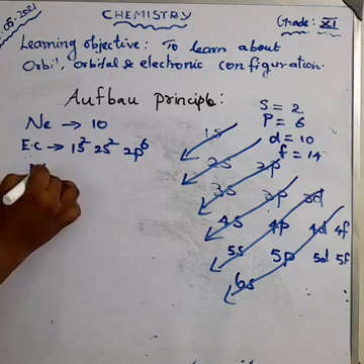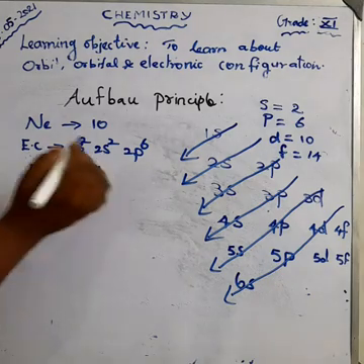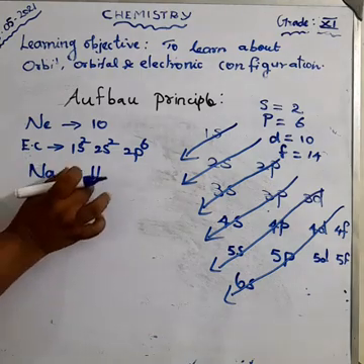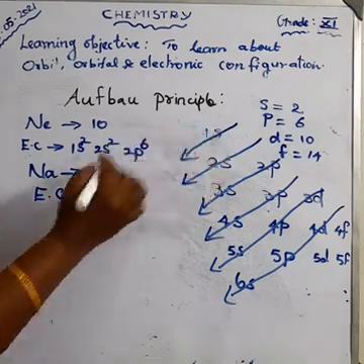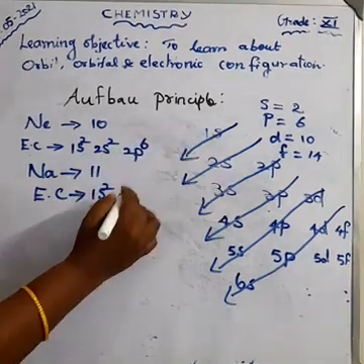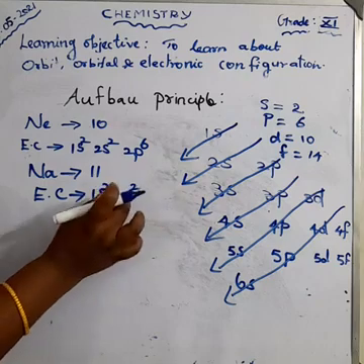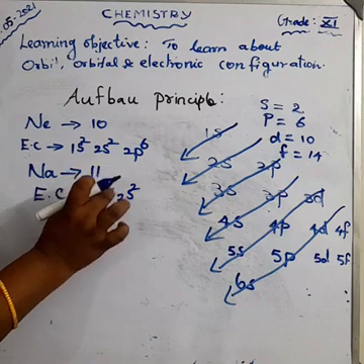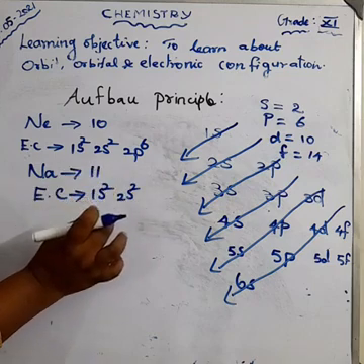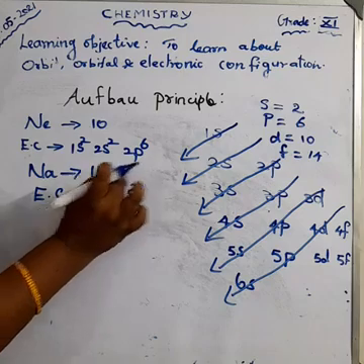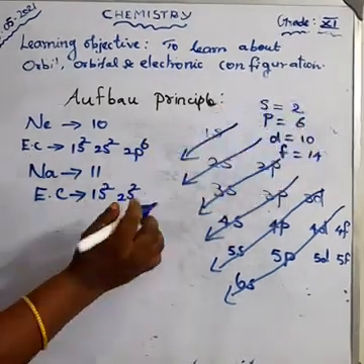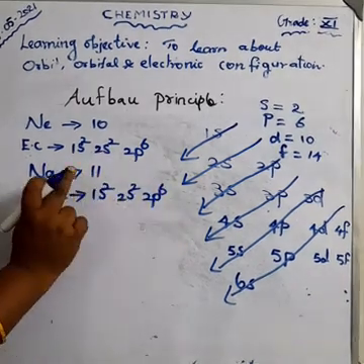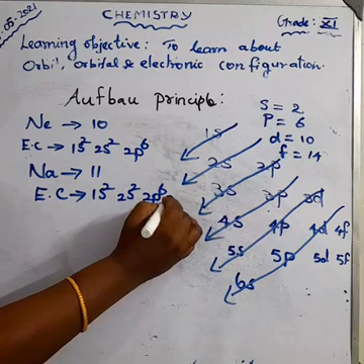And then sodium, atomic number of sodium 11. 11 electrons are there. So how will you write the electronic configuration for sodium? First 2 electrons for 1s2 and 2 electrons for 2s2, and the balance 7 electrons are here. The p orbital can only occupy 6 electrons, so 2p6, and the remaining 1 electron we can write 3s1.